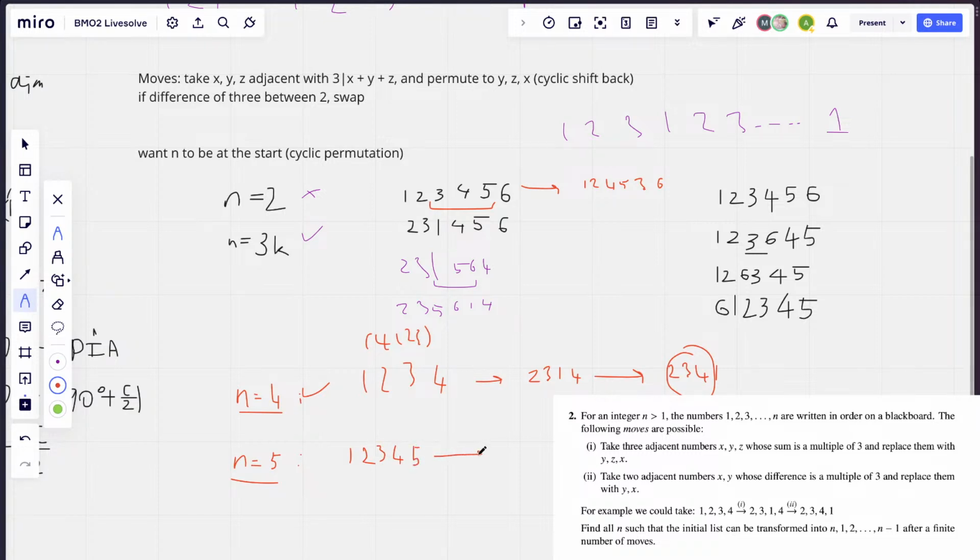So our first moves are obviously we have to do a multiple of 3, so we can do 1, 2, 3, or we can do 3, 4, 5. We can do either, right? So that gives us 2 branches. So if we do 1, 2, 3, we get 2, 3, 1, 4, 5. Or if we did the last ones, we get 1, 2, 5, 3, 4.